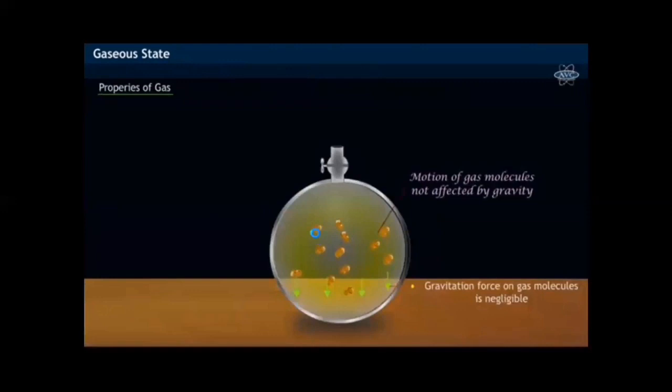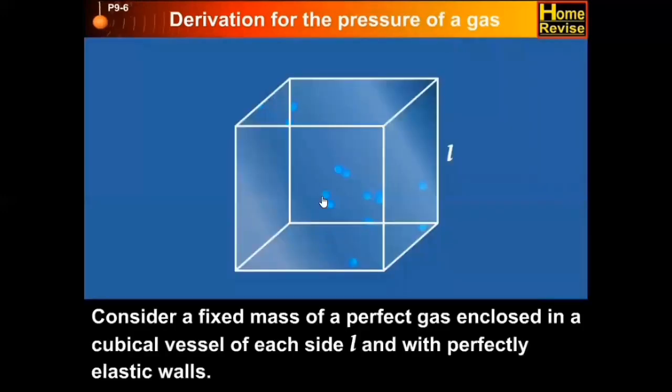Now boys, I'm going to express the pressure of an ideal gas according to kinetic theory. We find out the pressure exerted by the gas on the vessel. Consider a fixed mass of perfect gas enclosed in a cubic vessel.